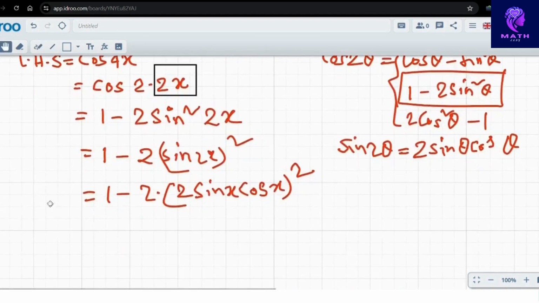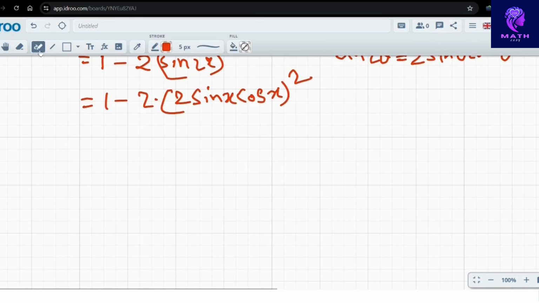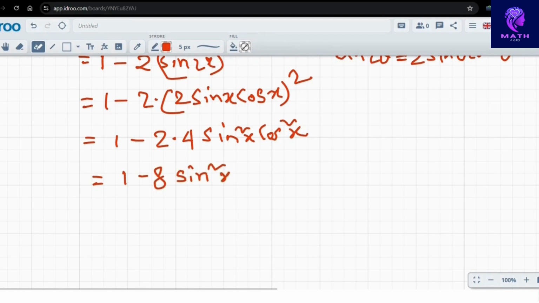Next, now we will just simplify it, nothing else. So 2 times 2 squared is 4 sine squared x cosine square x. So in that way, that will become 1 minus 8 sine square x cosine square x. And that is actually the right hand side. Okay, proof.